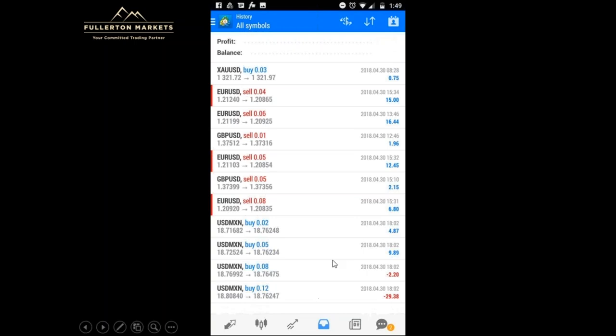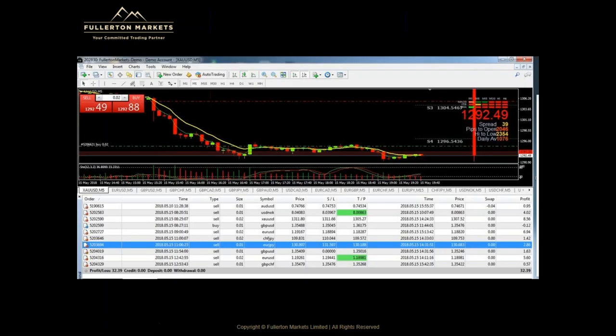And that could have been avoided just by trading another small lot, maybe 0.02. I wouldn't even go to 0.08. 0.05 is big enough. Two, three, four of those, and you'll have plenty of profitable income.